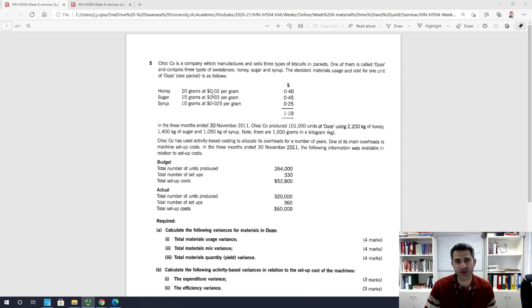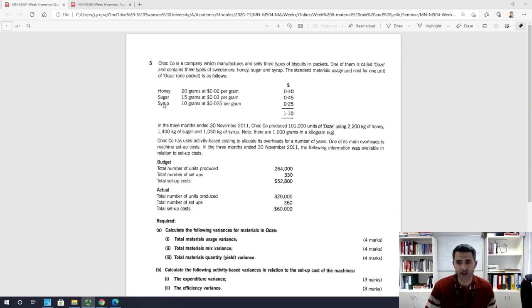There is something you need to note here: it's in grams, not in kilograms. So we need to convert them into kilograms. If you leave them as grams, that's fine, there's no problem, you should have the same answer, but I like kilograms. You can leave them as grams, it's up to you really. For sugar the same, for syrup the same. These are the standard figures.